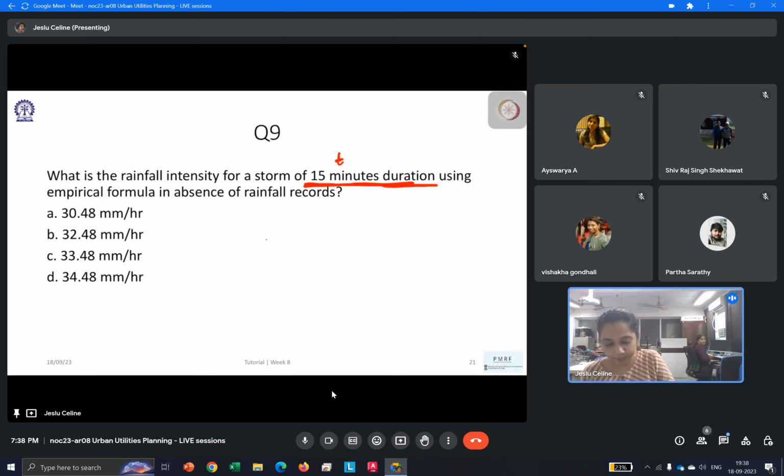We learned something like this. In order to find the intensity of rainfall, I is equal to 25.4 A by (T plus B). Remember this formula? Here T is the duration of storm. And what are A and B?